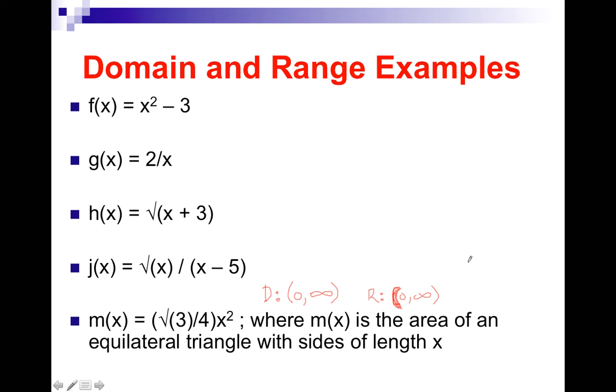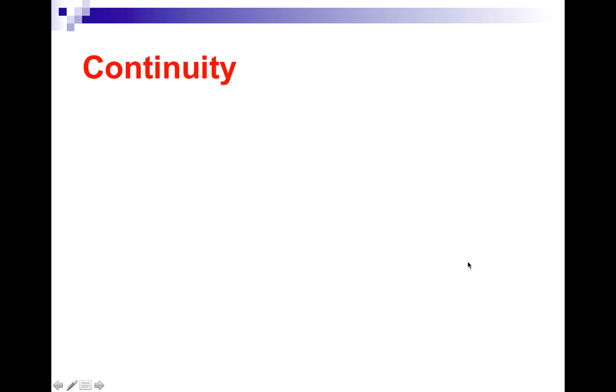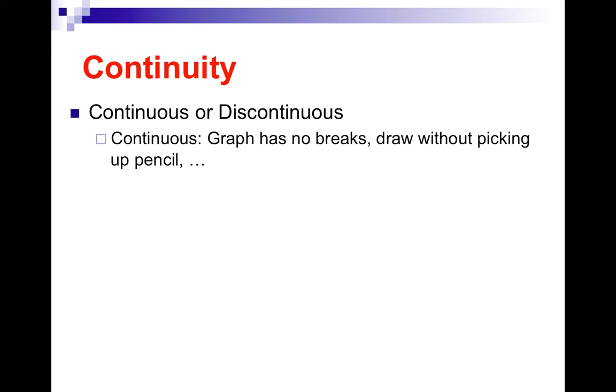All right, let's move on from domain and range. You'll have plenty of examples to study this. Continuity is a somewhat easy statement. You can either be continuous or discontinuous, or not continuous. And a continuous function, or a continuous graph, is one that has no breaks. I basically say it's one that you can just draw without ever picking up your pencil. You'll never have to do any jumps or anything like that.